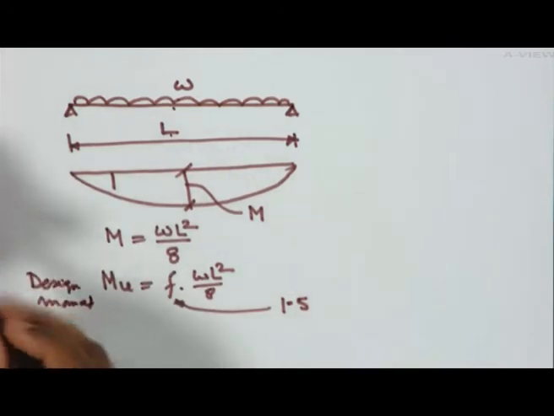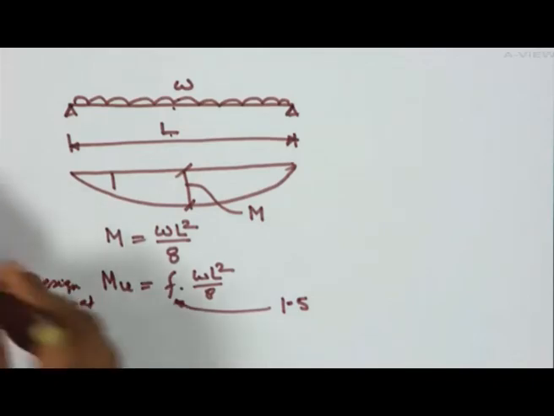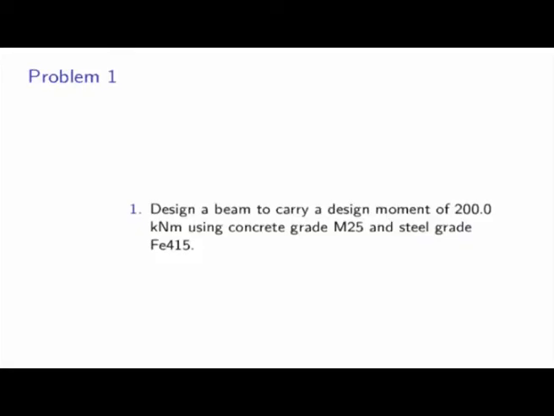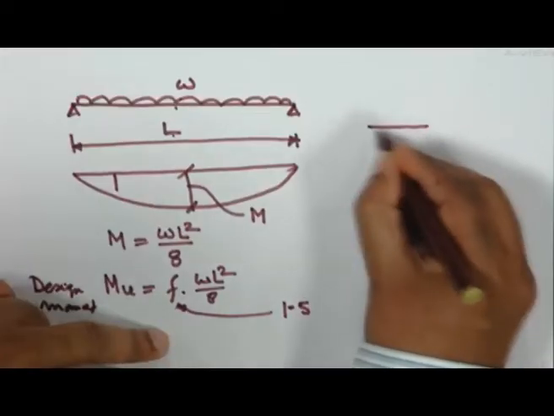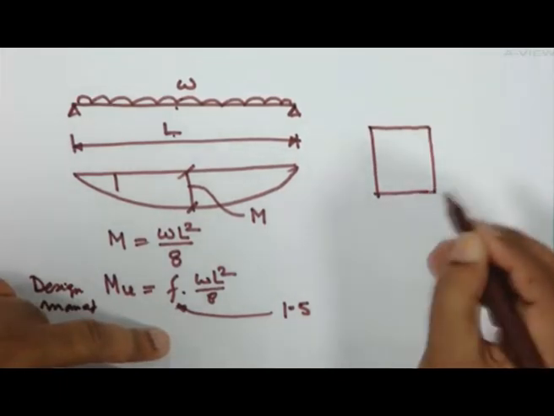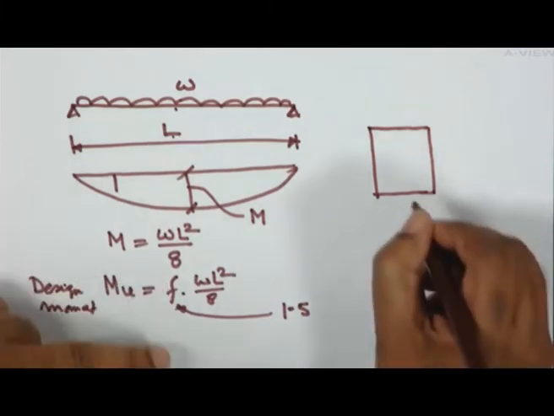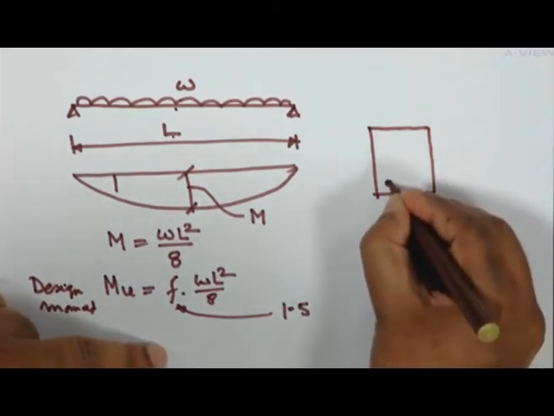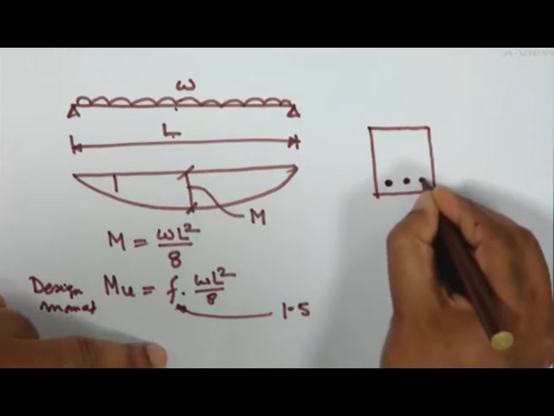So here we are considering M25 and Fe415, that grade of steel. We can use Fe500 also, but mainly we are using M25 and Fe415. So now let us go step by step, and we are interested here to get a particular section, and in that section I have to provide the reinforcement. This is called longitudinal reinforcement.